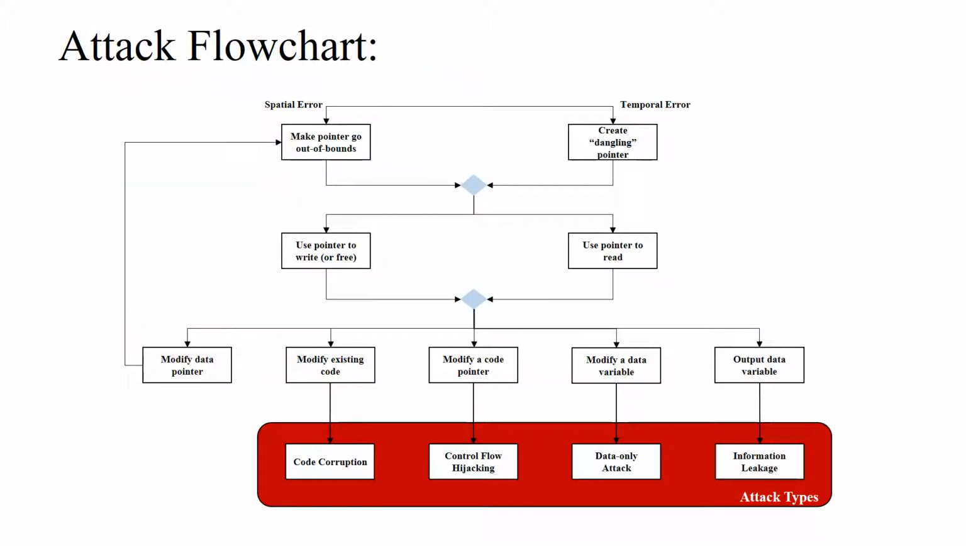Building off the last two slides, the image shown here is an example flowchart describing how memory violations can lead to the various attacks. At the top level, we have spatial and temporal errors, each caused by dereferencing a pointer. That pointer can be used to either write to memory, read from memory, or to free a section of memory. How the dereferenced pointer is used correlates to the specific type of attack category, with the exception being the modification of data pointers, which are utilized for the purpose of creating another spatial error.